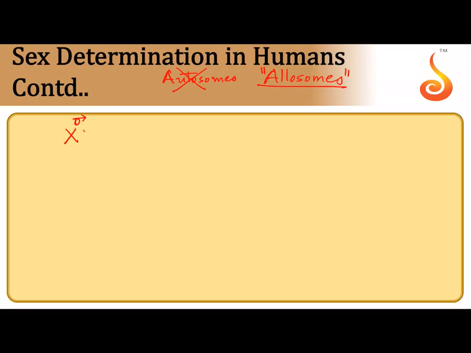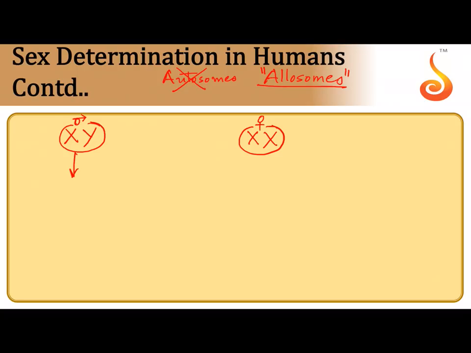So a male has unlike sex chromosomes, XY, and a female has like sex chromosomes. So this is a cell, say in the seminiferous tubule of the male, and this is a cell, say in the ovary of the female. Why am I talking about seminiferous tubules and ovary? Because we are talking about gamete formation here.